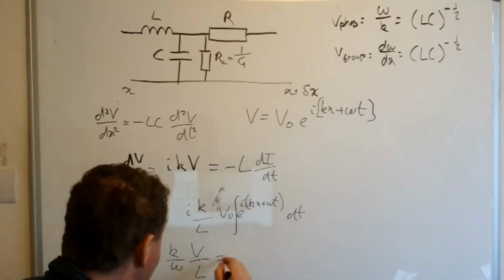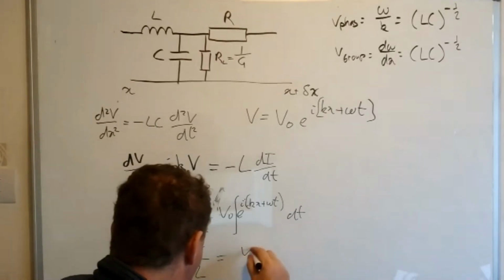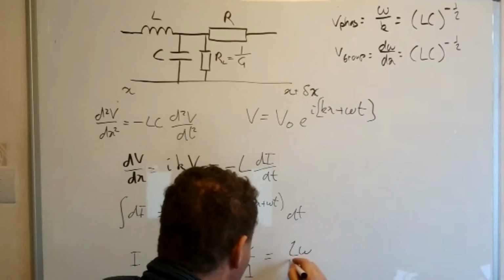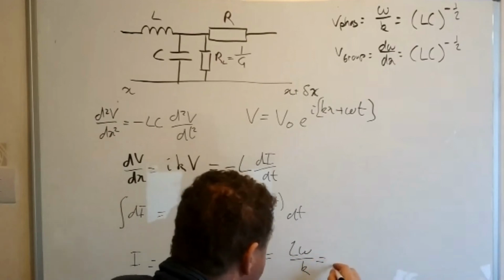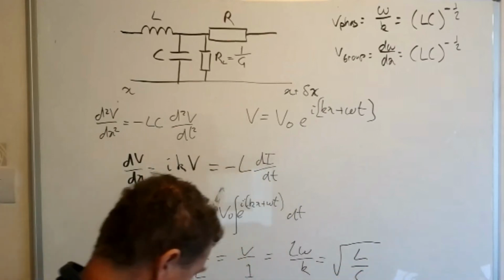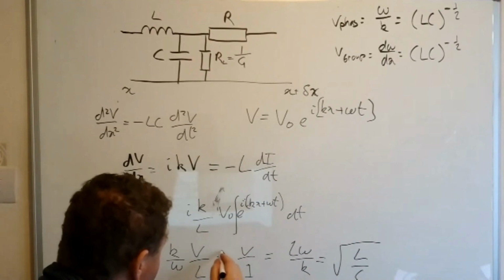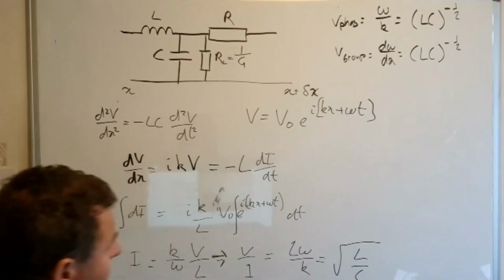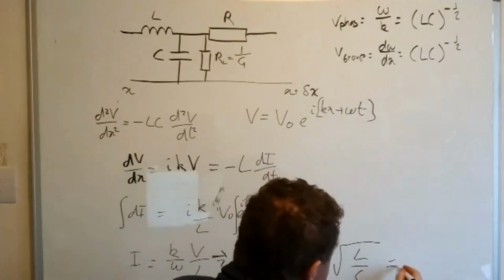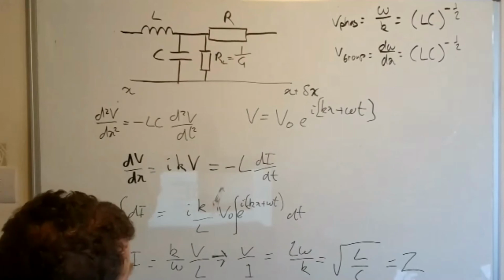and that bit there we can write v over i equals L omega over k, which becomes the square root of L over C, and v over i is of course the impedance. So that becomes the impedance, which we'll call Z, of our cable.